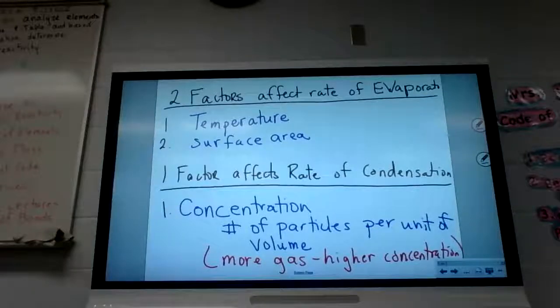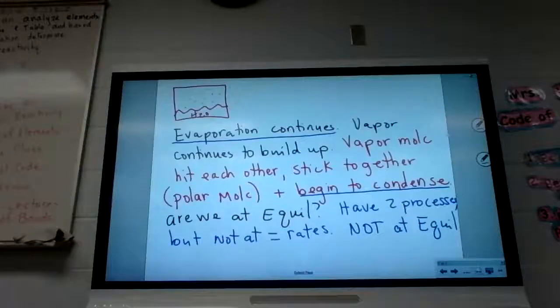Stop it. So if we go back there, if I increase the temperature, what's gonna happen to my evaporation? Increase. Will it evaporate more or less? More. All right, if I increase my surface area, what happens to my evaporation? It'll happen faster. If you spread it out, it'll evaporate faster. Now, for the purposes of concentration, if I have more vapor, will I condense more or less? You will condense more. There'll be more condensation if you have more vapor.